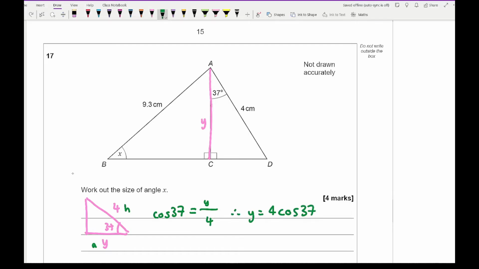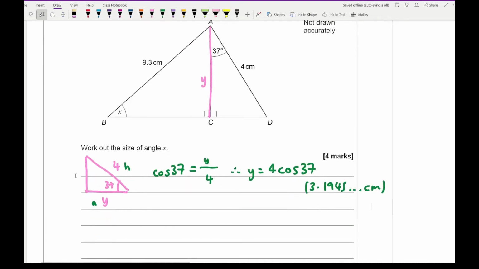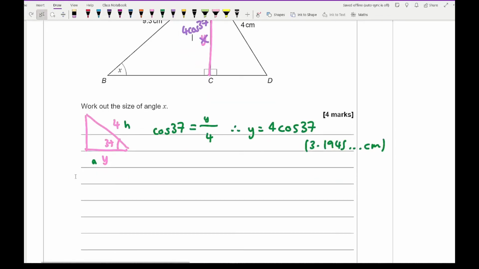Now I could work that out and type it into my calculator, and it gives me an answer of 3.1945 centimeters. Because that is not my final answer and I'm going to use it, I need to be as accurate as possible. So rather than using Y, I'm now going to use the exact value, which is 4 cos 37. Again, you could use a rounded answer, 3.19 or 3.2, but I don't want to lose any marks in terms of accuracy of my final answer.